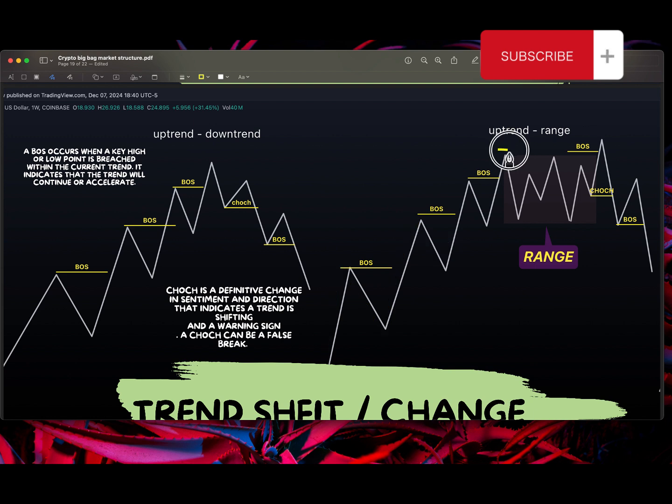Then at some point, price made a high, created a higher low, went up, and failed to go higher than this high. Then it drops, creates a lower high, then drops down and fails to go lower than this. Okay, this is a range and a consolidation. Price can go from an uptrend to a range, and it can go from an uptrend to a downtrend.